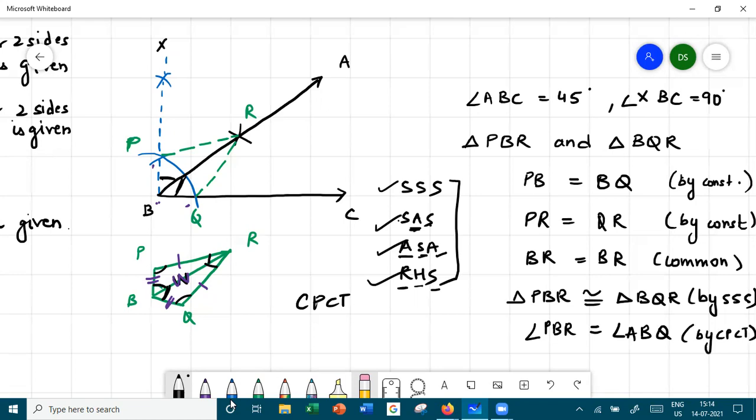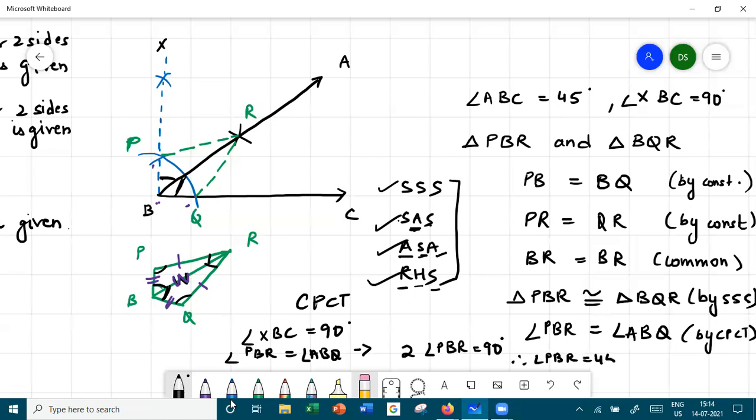And now you already know you've constructed this 90 degrees, right? So you know that angle XBC we had written is 90, and now we proved that these two angles are equal. Let me write here that PBR is equal to ABQ. Okay, so from here I can say that twice PBR is equal to 90, and therefore PBR is equal to 45 degrees, right? And we've justified it.